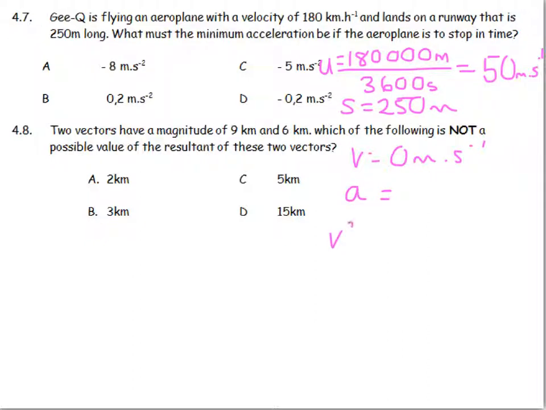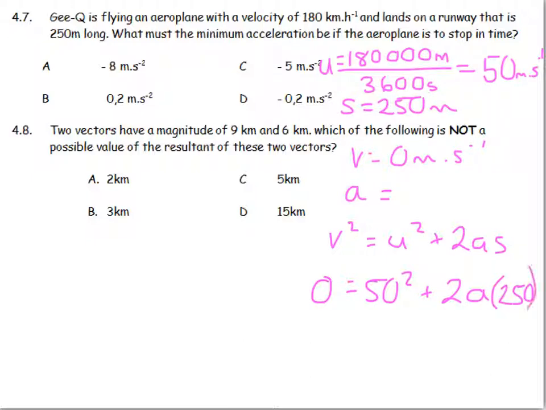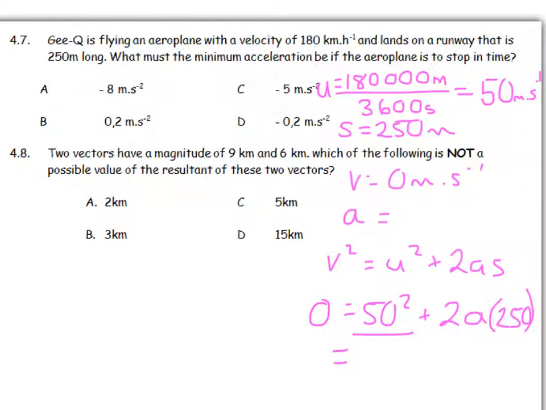So I'm going to use v squared is equal to u squared plus 2as, and substituting in the values, 0 is equal to 50 squared plus 2, I don't know the acceleration, and the distance is 250 meters. And when I rearrange that, not forgetting to square the 50, I end up with an answer of 5 meters per second squared. So C is your correct answer.